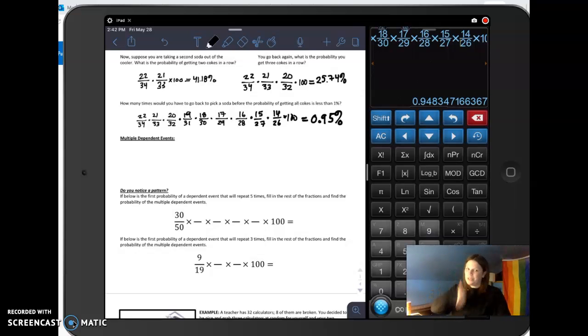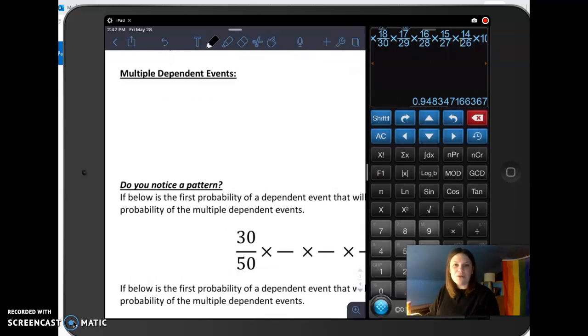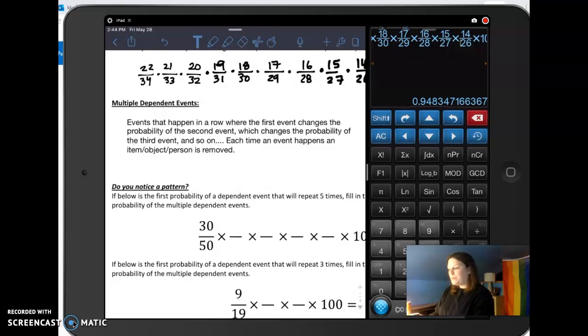So pretty cool. I hope that helps you with the big idea that we have here, and we're going to define multiple dependent events now. All right, so our definition of multiple dependent events is events that happen in a row. So we already knew that. We're going to use the multiplication rule, where the first event changes the probability of the second event. And then that changes the probability of the third event, and the fourth and the fifth, and so on.